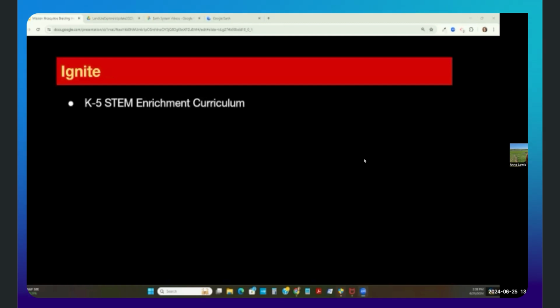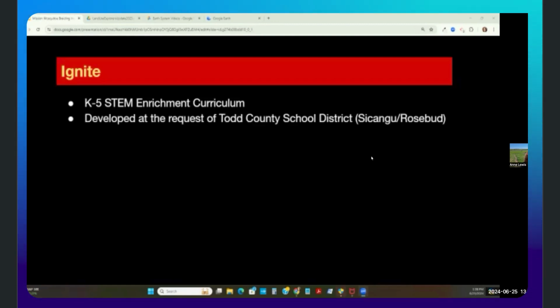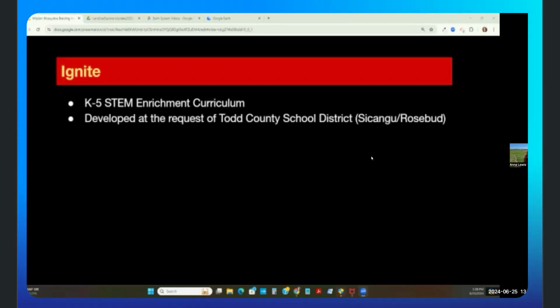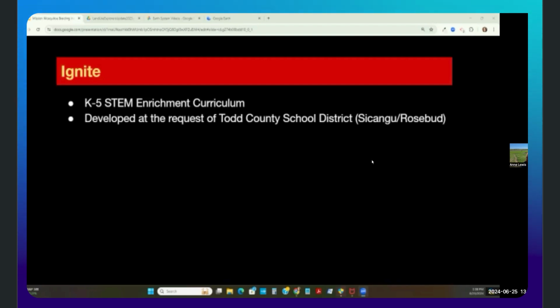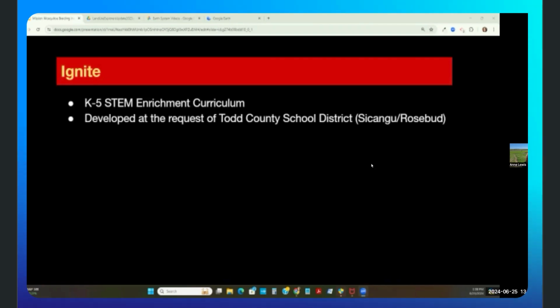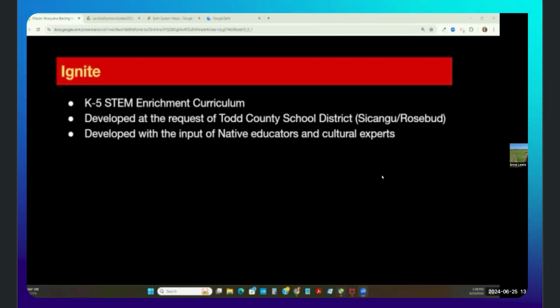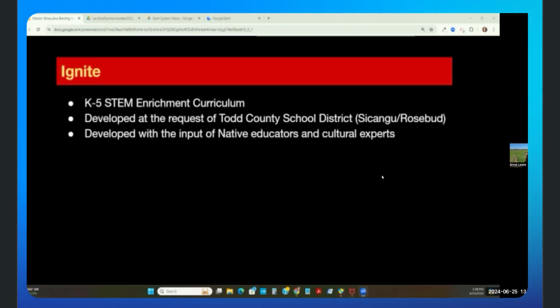All right. So the South Dakota Discovery Center was asked to develop Ignite, which is a K-5 STEM enrichment curriculum. And we were approached by the Todd County School District, which is the school district that encompasses the lands of the Sicangu, the Rosebud Reservation.